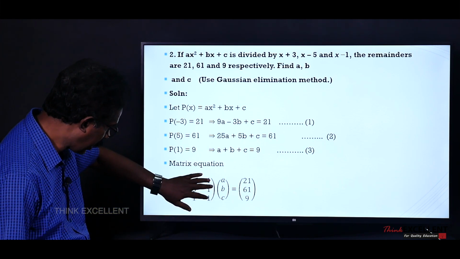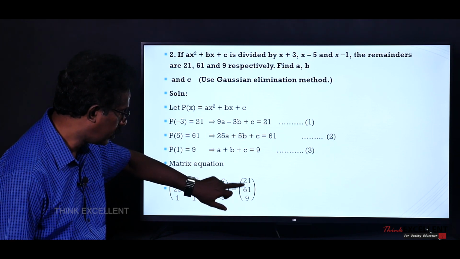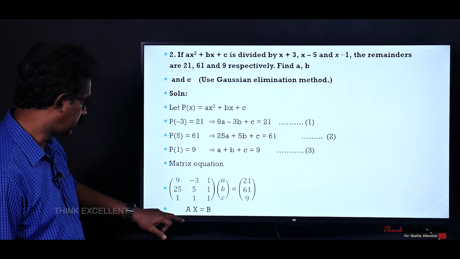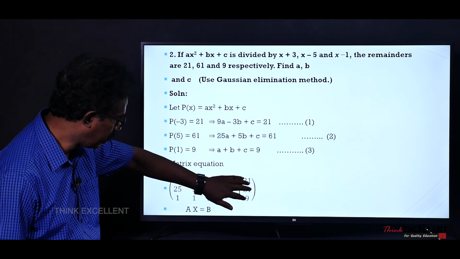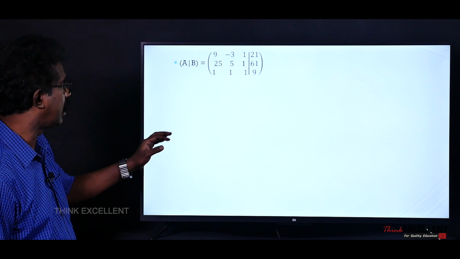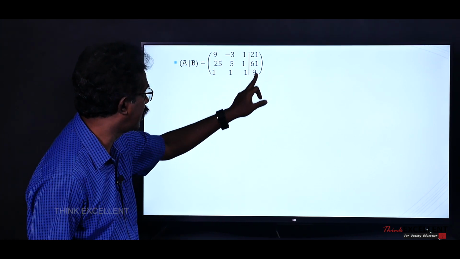You write A, and as the last column you attach this: 21, 61, 9. This is the matrix equation AX equals B. This is A and this is B. The augmented matrix AB means A and B together. This is A, and after the third column, attach that B.